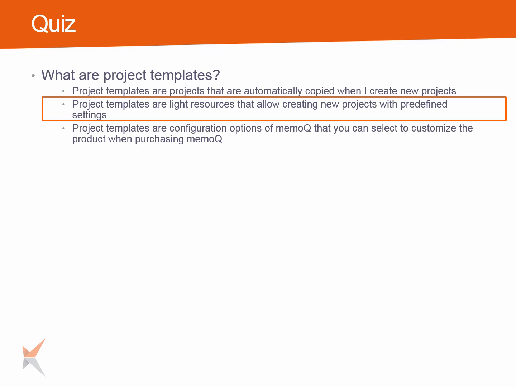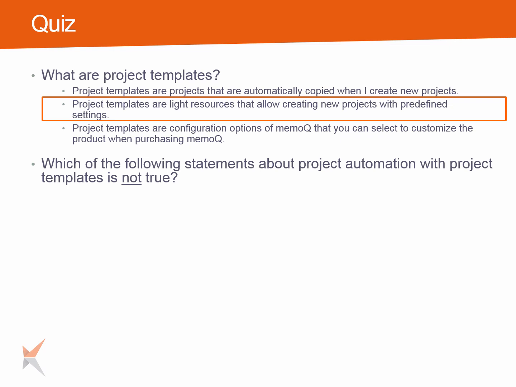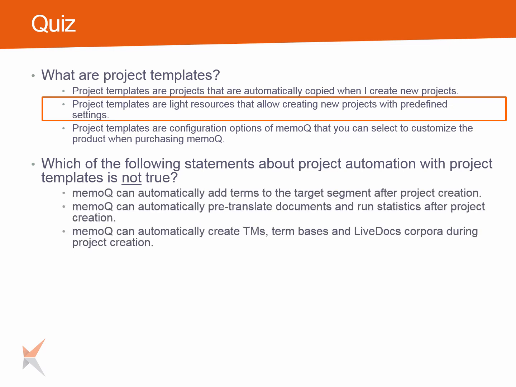Second question. Which of the following statements about project automation with project templates is not true? The possible answers are: memoQ can automatically add terms to the target segment after project creation. memoQ can automatically pre-translate documents and run statistics after project creation. Or, memoQ can automatically create TMs, term bases, and LiveDocs corpora during project creation. The correct answer is: memoQ can automatically add terms to the target segment after project creation.